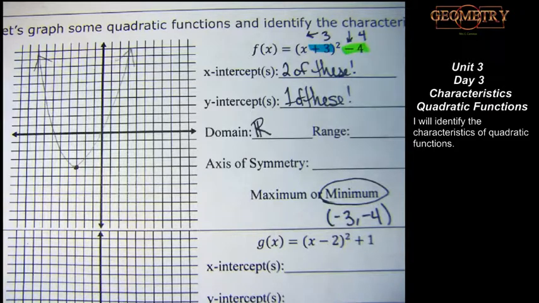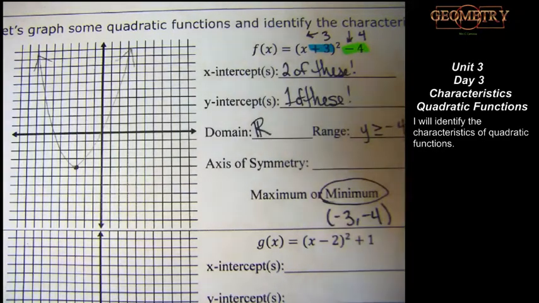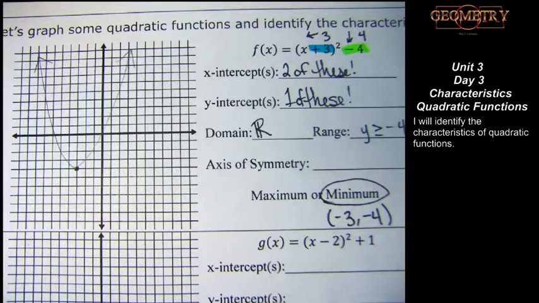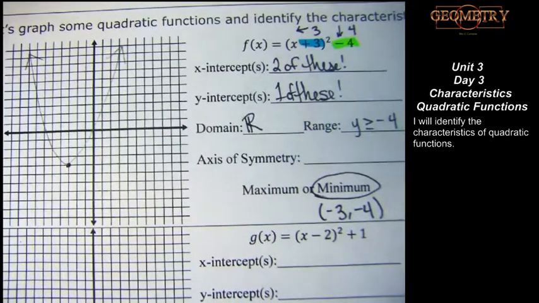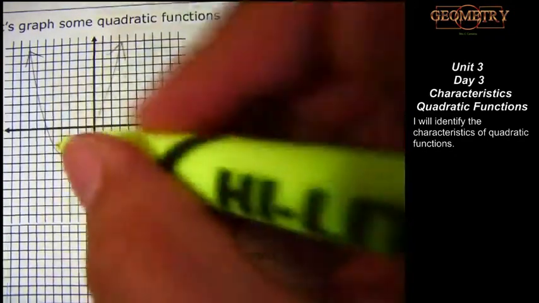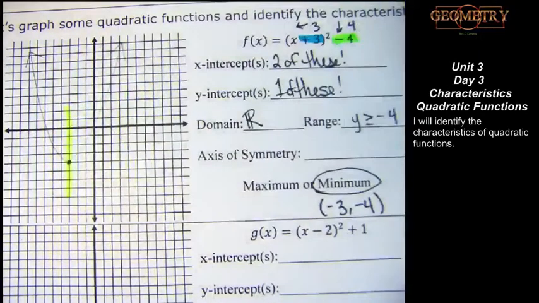Isn't it y is greater than? It is. Good job. Axis of symmetry. And that'd be x equals 3. It would be this vertical line x equals 3.